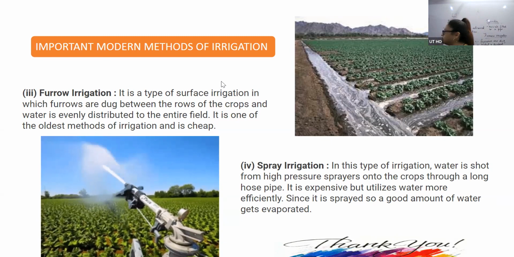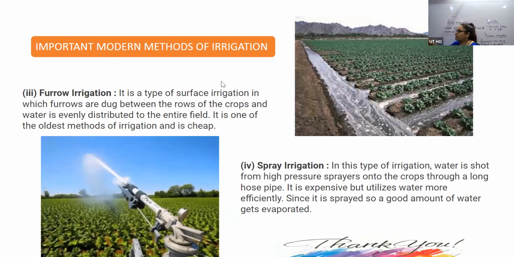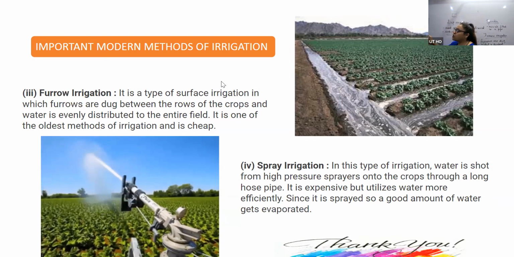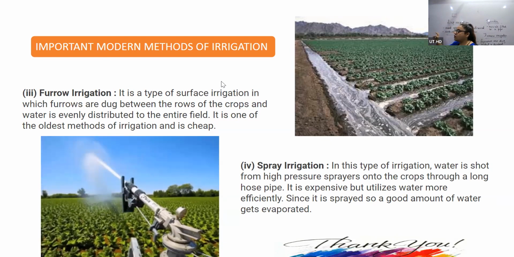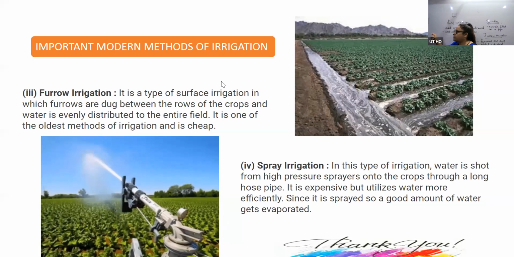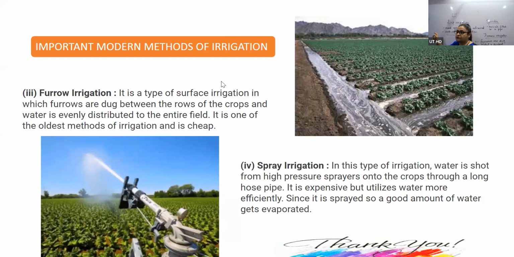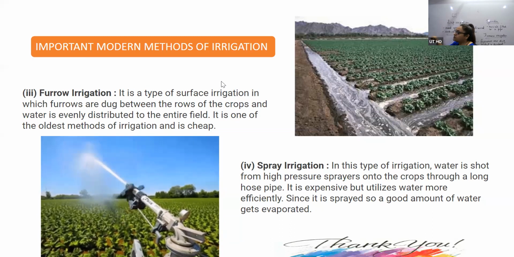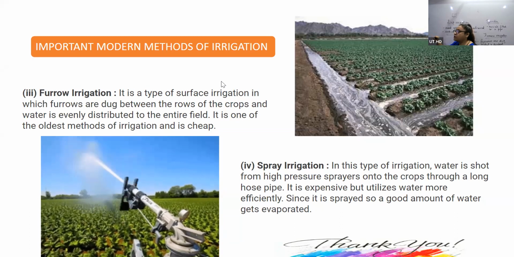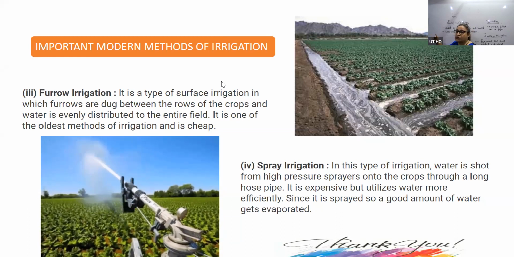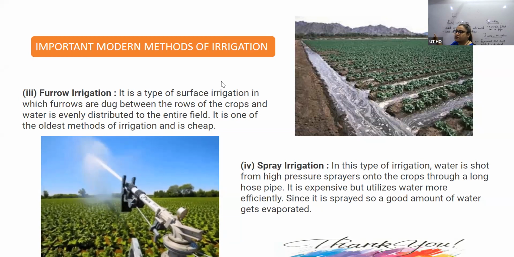Then you have spray irrigation. In this type of irrigation, water is shot from high pressure sprayers onto the crops through a long hose pipe. It is expensive but utilizes water more efficiently. Since it is sprayed, a good amount of water gets evaporated. So that is its one disadvantage.